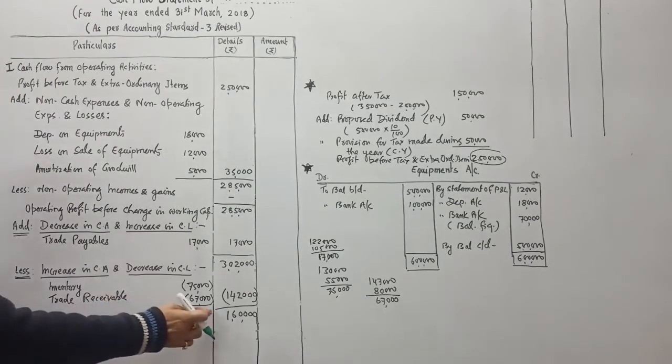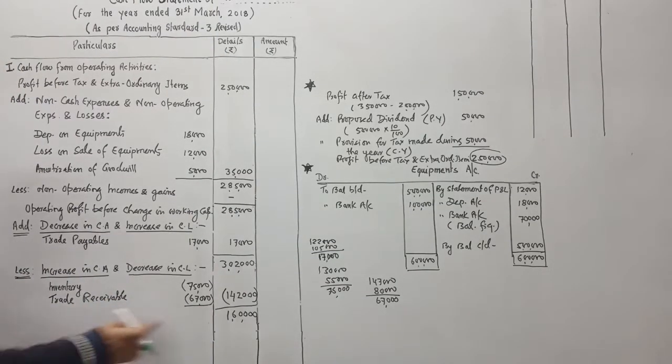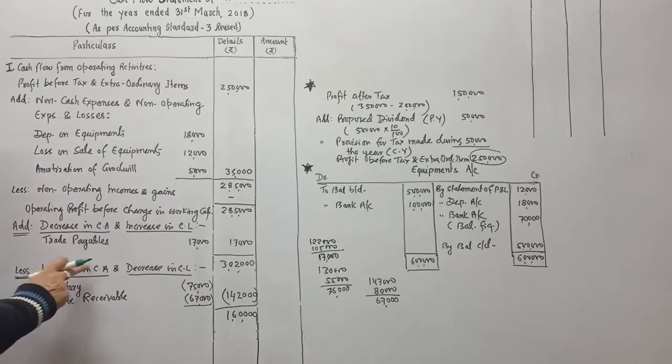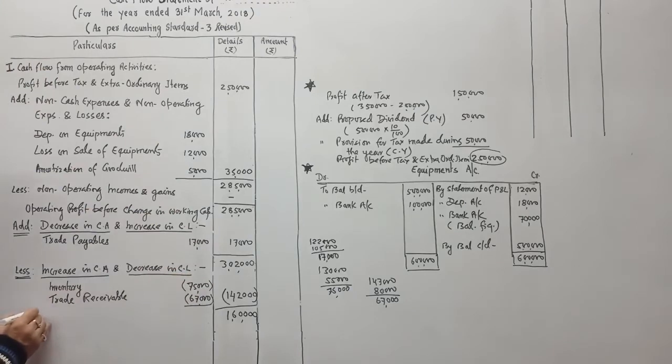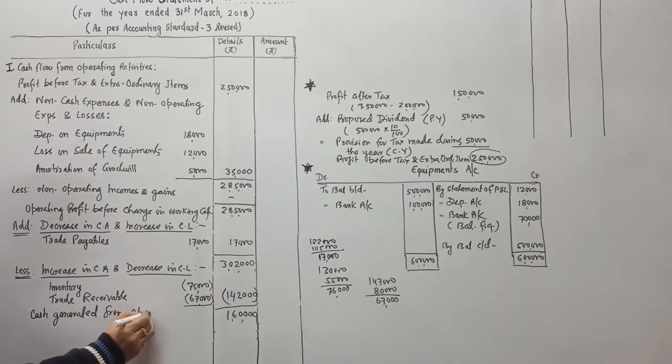This figure 1,60,000, after addition of the decrease in current assets and increase in current liability and less increase in current assets and decrease in current liability, is known as cash generated from operation. 1,60,000 is the cash generated from operation.